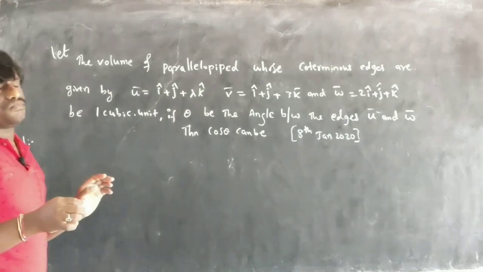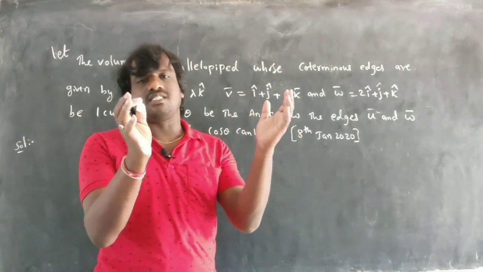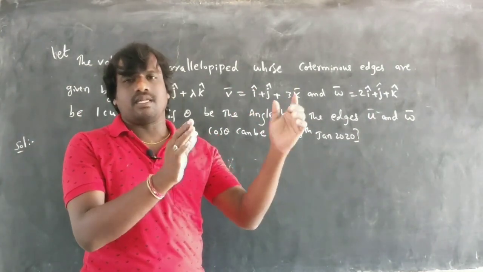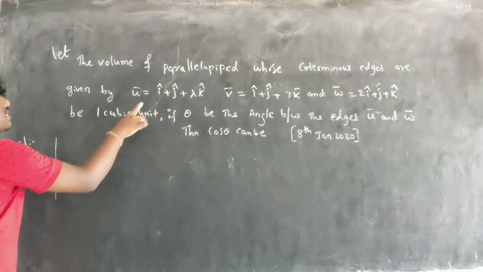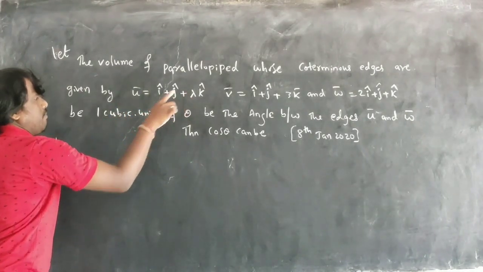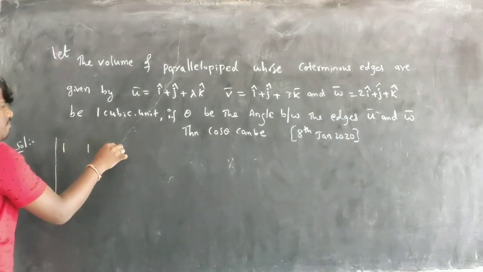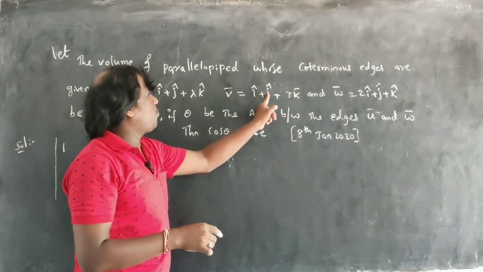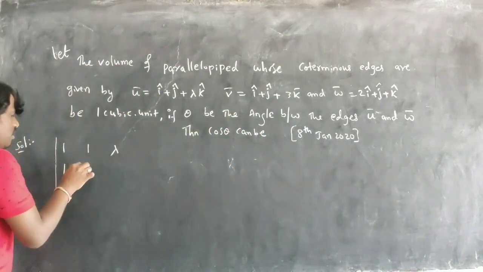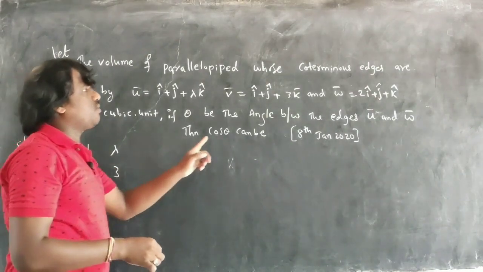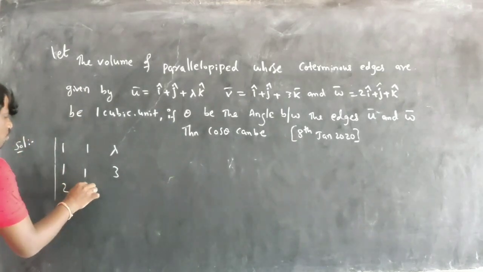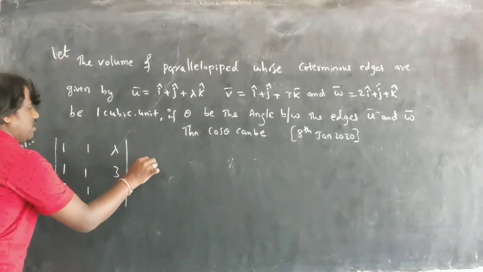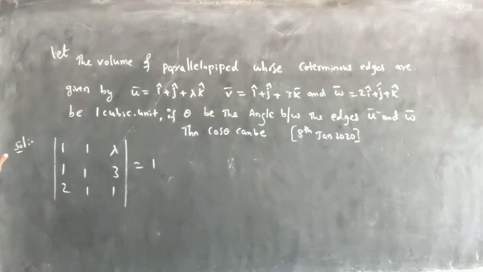So when the volume is equal to 1, the volume will be the box product. Let us take the three vectors. U vector is 1 1 lambda, here is 1 1 3, and here is 2 1 1. This value is given as 1 unit. So just find the volume of this one. How to find it? Just find the determinant of this.